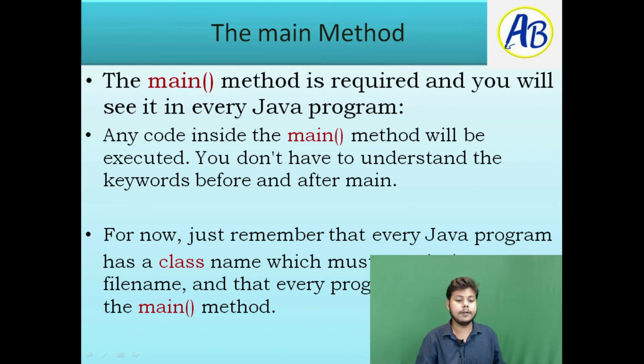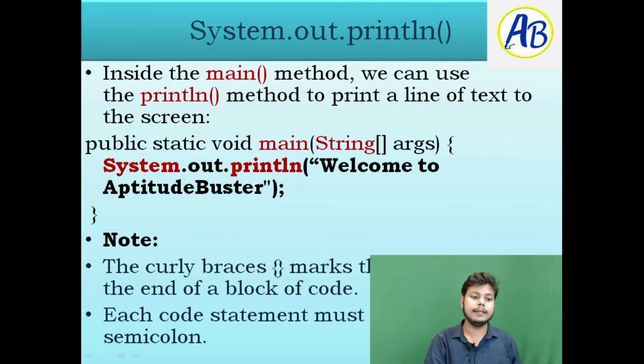And every program must contain the main method. As I told you, only the main method gets executed by the compiler, not any other. If any class or method is connected with the main function, then it will get executed, otherwise it won't execute at all. The next slide is System.out.println. It must be inside the main class or called inside the main class, then only it will run.